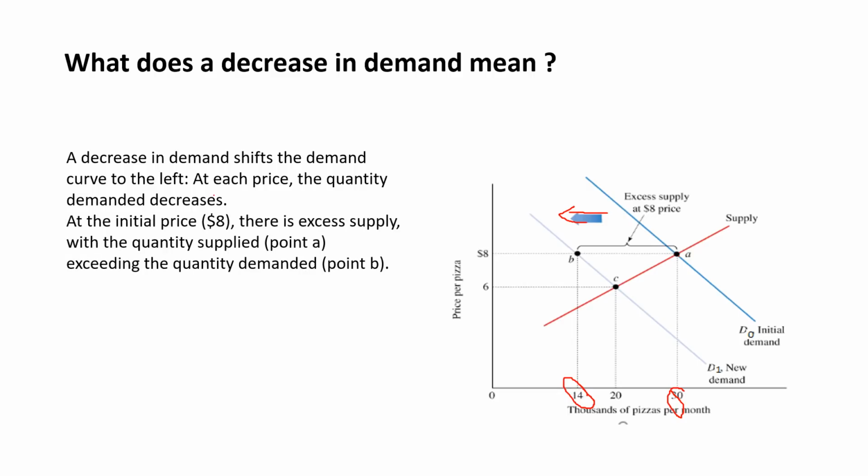Okay. So at the initial price of $8, there is excess supply. That means there is more supply over here than quantity demanded. So there's excess supply with the quantity supplied at point A. So over here, there is more supply than what is demanded in the market, with point A exceeding the quantity demanded at point B.